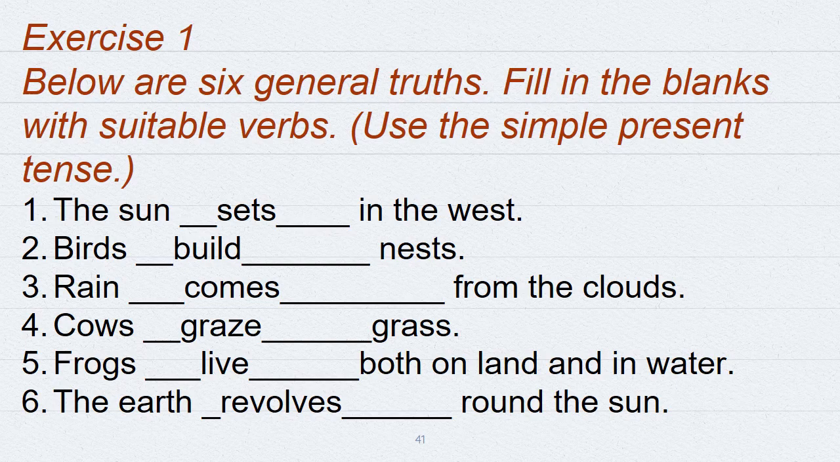Let's do this. Below are 6 general truths. Fill in the blanks with suitable verbs. The sun sets in the west. Birds build nests. Rain comes from the clouds. Cows graze grass. Frogs live both on land and in water. The earth revolves round the sun.